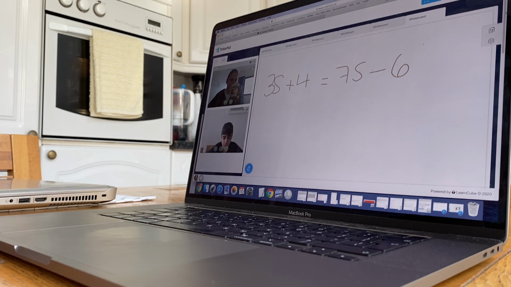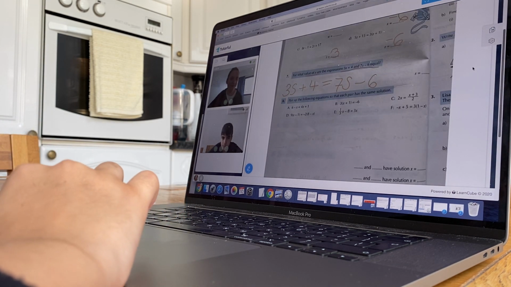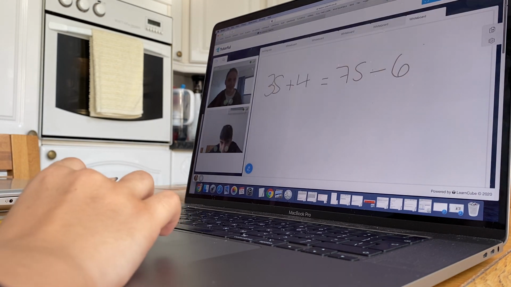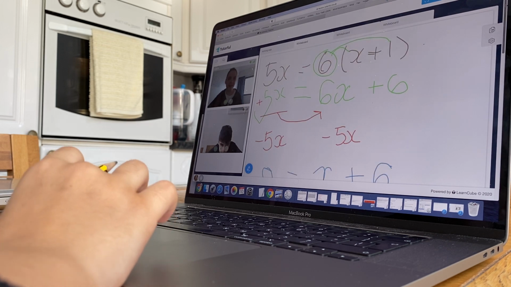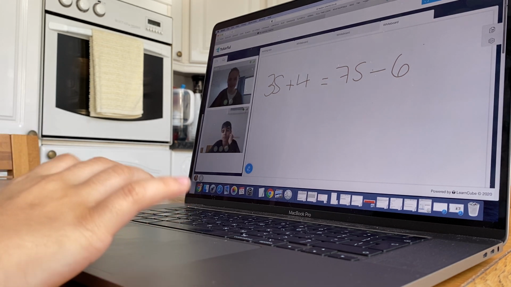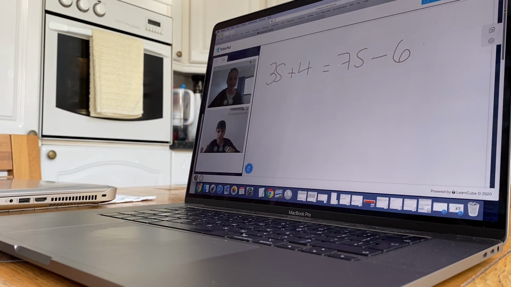Was that the answer? Not quite, we're almost there. We now need to find the value of s. This is the equation we need to solve. We get a word problem and then we turn the word problem into an equation: 3s plus 4 equals 7s minus 6.